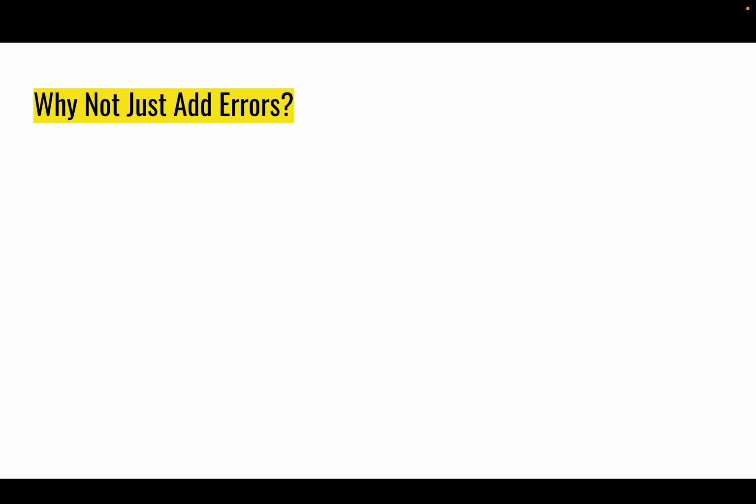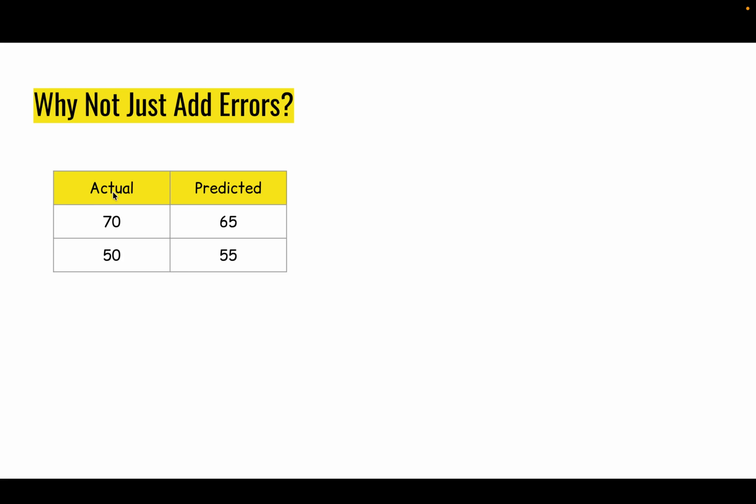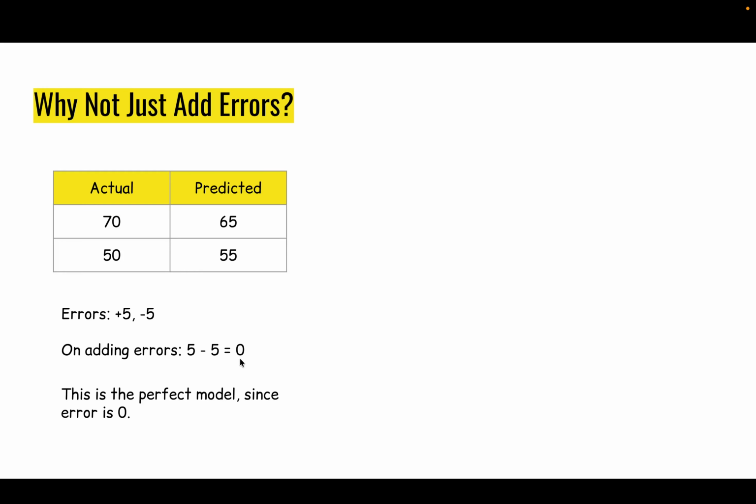Let's see. Consider we have two data points whose actual scores are 70 and 50, and you predicted scores with the model of 65 and 55. Now you get the errors plus 5 and minus 5. On adding them, you get an error of 0. So some might think this is the perfect model since the error is 0.